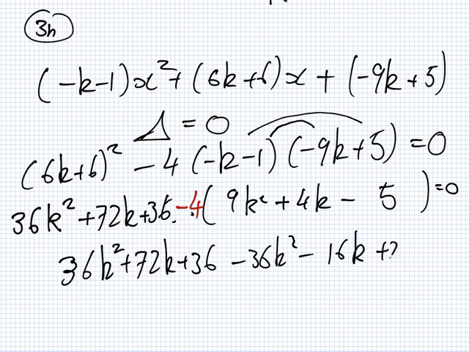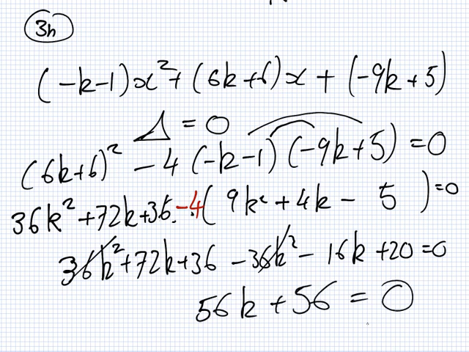16k, 20. Cancel, cancel. 72 minus 16, 46, is it? 46k, 46? No, 56, right? 72 minus 16, yes. 56k plus 56 equals 0, so k equals minus 1. Is that okay?